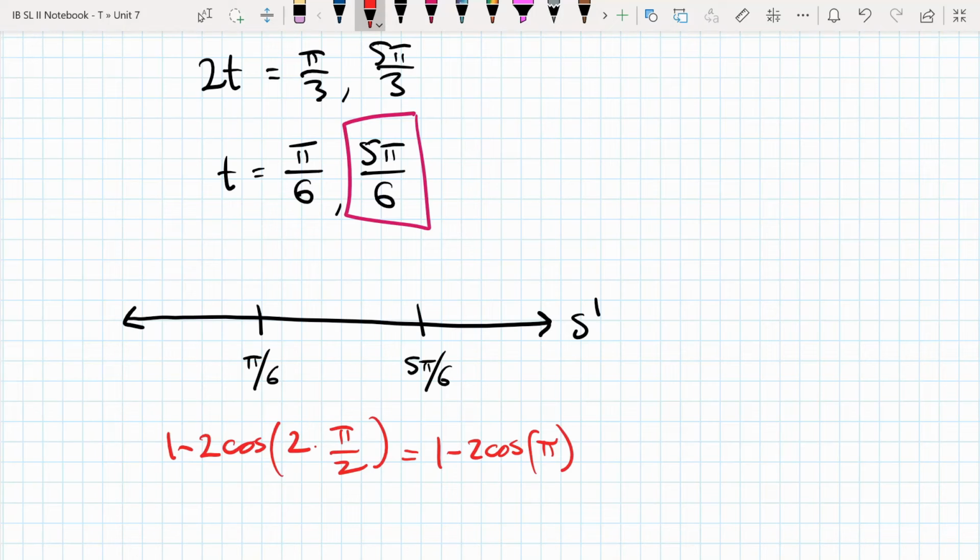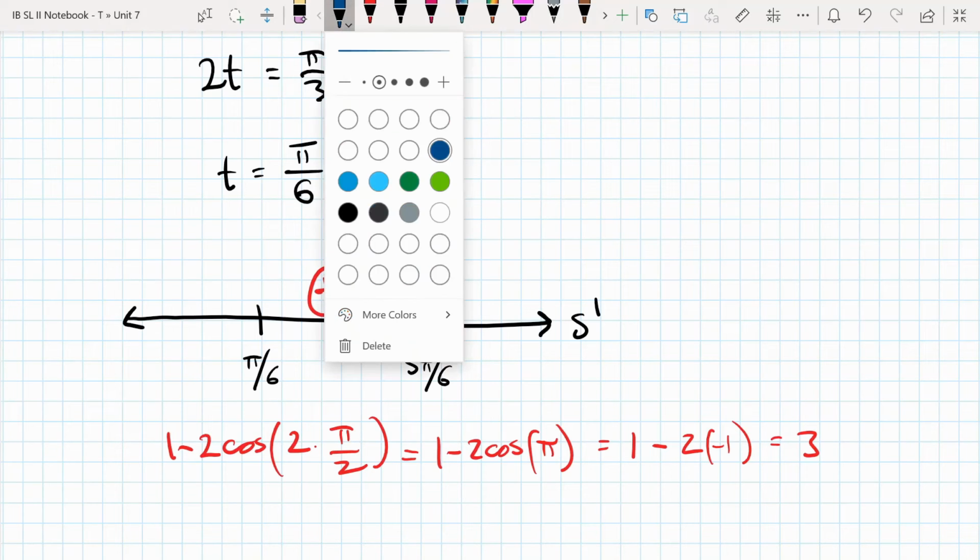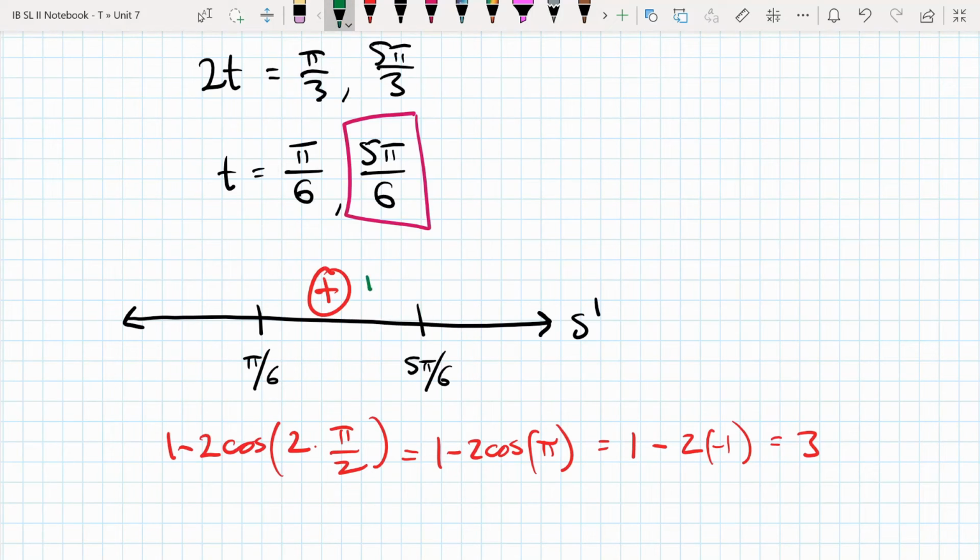So on the unit circle, cosine represents the x value at pi radians on the unit circle. The x value is negative 1. And so cosine of pi is negative 1. And so we end up with 1 minus 2 times negative 1. And so this is 3, which means the value of the first derivative between these 2 points is positive. And so we've proven that the value of the derivative is greater than 0 between these 2 points.